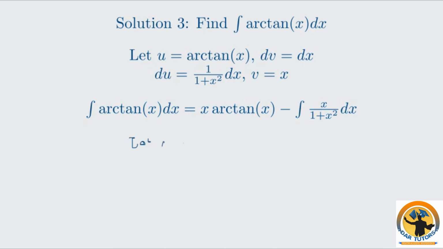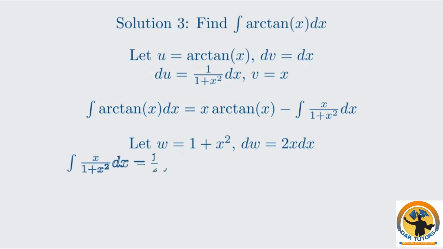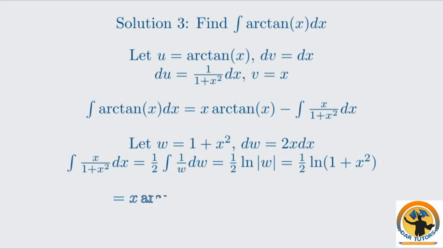The new integral can be solved with a simple substitution. Let w equals 1 plus x squared, so dw equals 2x dx. The integral becomes 1/2 the integral of 1 over w dw, which is 1/2 ln of the absolute value of w. Substituting back, the final answer is x arctan x minus 1/2 ln of 1 plus x squared plus c.